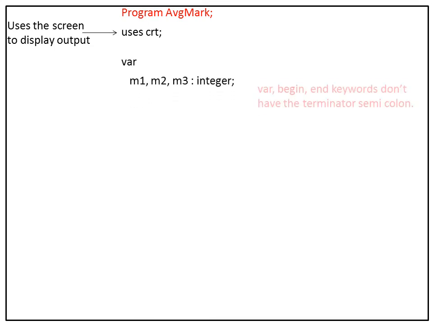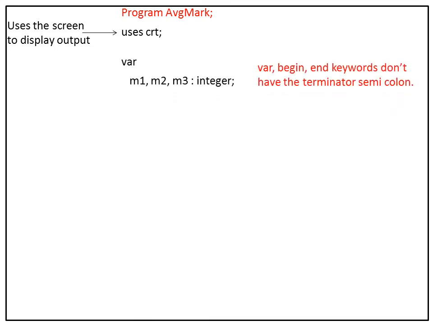Then you should declare variables in the var section. After declaring the variables, you should write the body of the program. The body of the program should be given between begin and end keywords. Semicolon is used as the terminator for each statement.